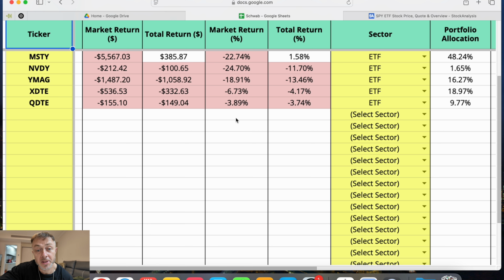I want to do a couple of comparisons here. So I've got this stock analysis website showed up. Let's open this up real fast. You see XDTE right here? It says the market return is minus 6.73%. Okay. And the total return is minus 4.17%. So keep that in mind.